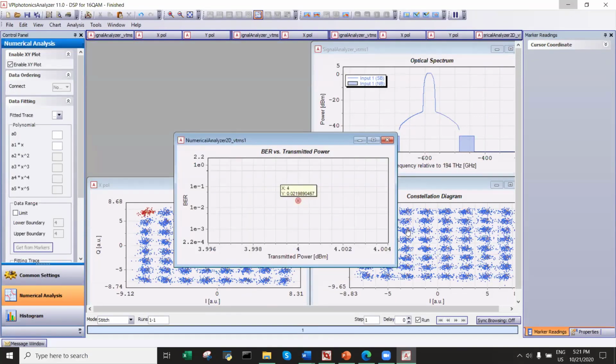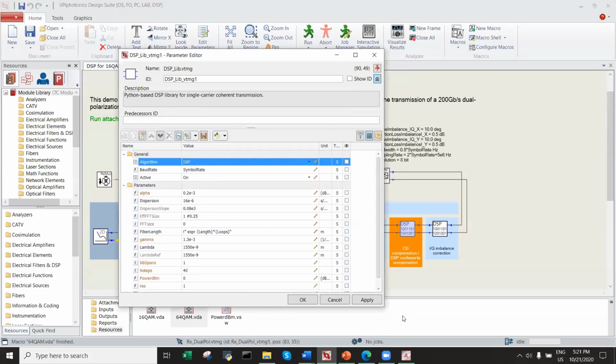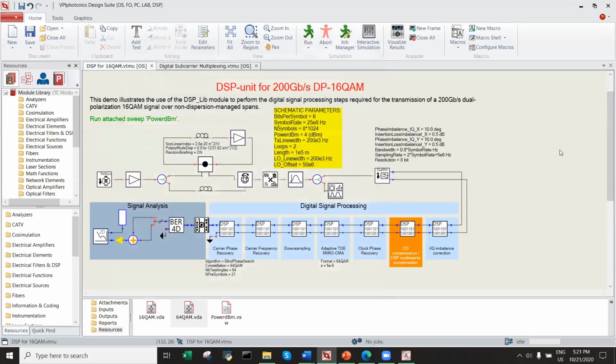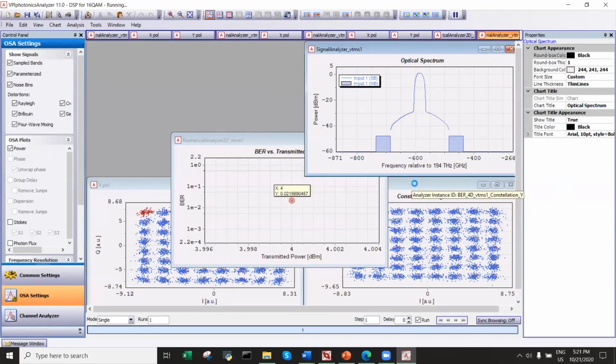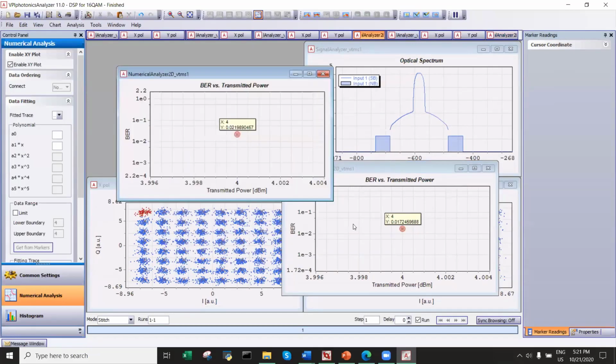And now I will run the system again, moving from chromatic dispersion compensation to digital backpropagation again at 40 steps per span, and do a single run and compare. So we can see now that the bit error rate has decreased to 0.01.